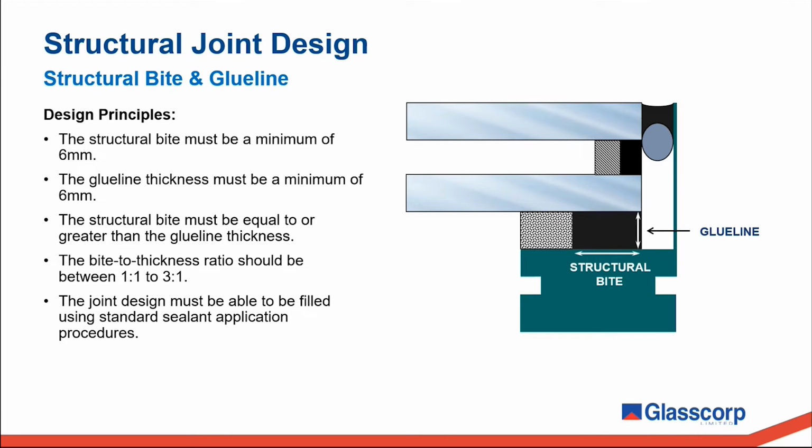And finally, the joint must be designed in such a way that it can be applied easily using standard sealant application procedures. Now, the basic guiding principles behind these points are that the structural joint must be of a minimum size so that an applicator can reliably apply the silicone joint and achieve that specified joint dimension. And the principles guiding the bite to thickness ratio relate to the structural bite being able to tolerate any potential movement or stresses that it may be subject to.